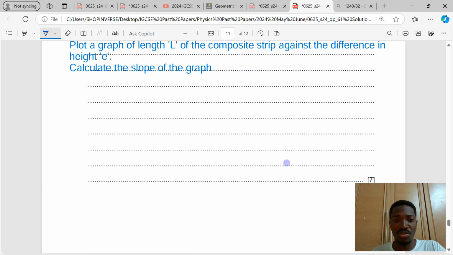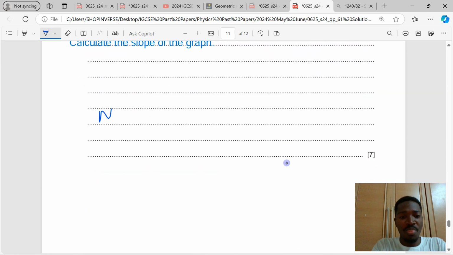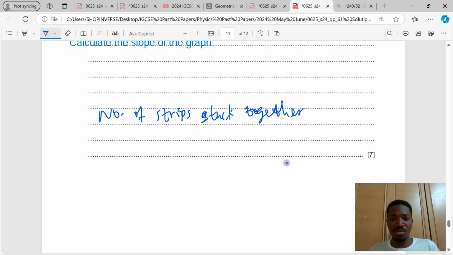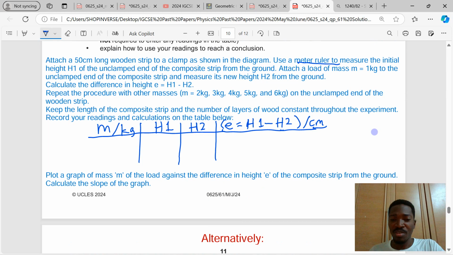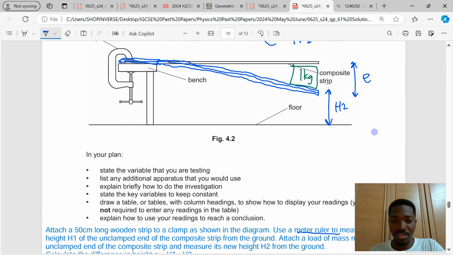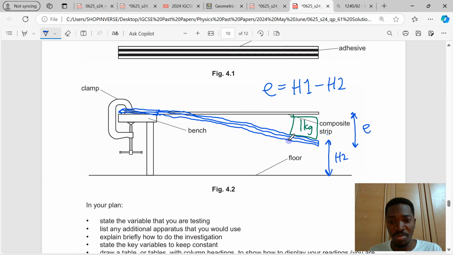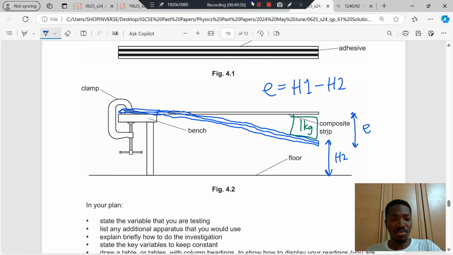The third way of answering this question is in terms of the number of strips of wood that are stuck together to form the composite material. Increase the number of strips of wood and then do every other thing the same way. But in that case, you'll be keeping the mass constant and the length constant. You continue to measure the E as usual. So those are the three ways of doing this.